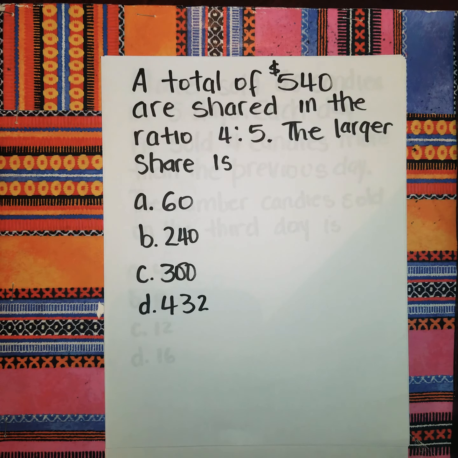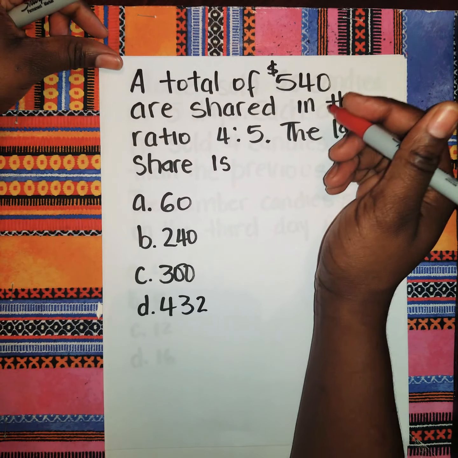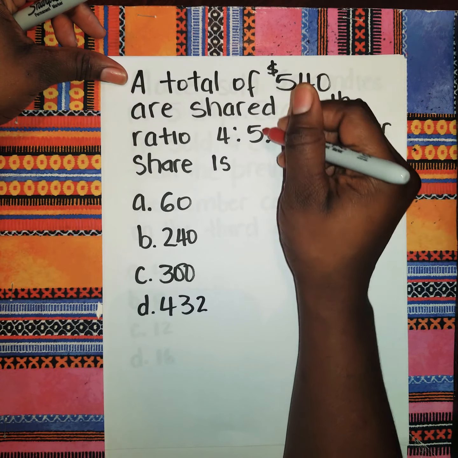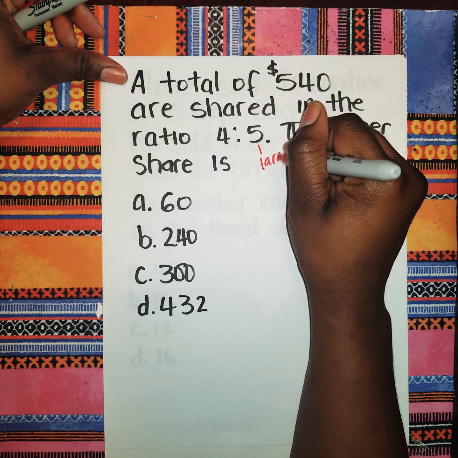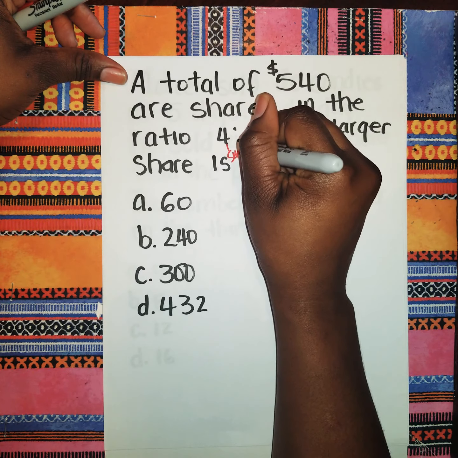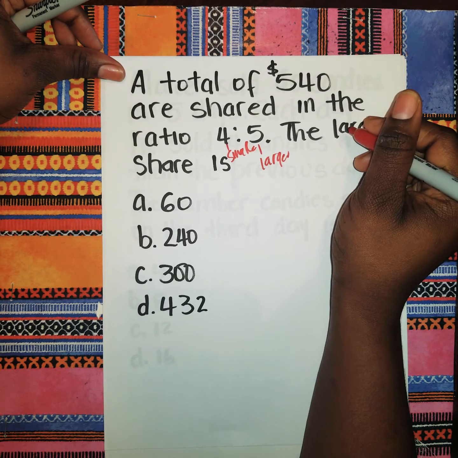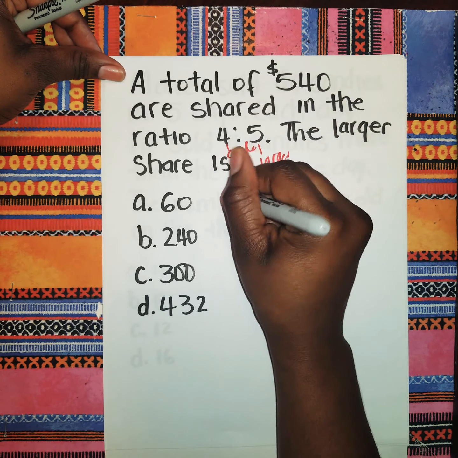The next question comes to us from ratio. It says a total of $540 are shared in the ratio of 4 to 5. The larger share is, so here we're basically asked to share 540 between, let's say, two persons in the ratio of 4 to 5. So we know that the larger number here is 5 and the smaller number here is 4. So the first thing you do, guys, is to find the total parts.